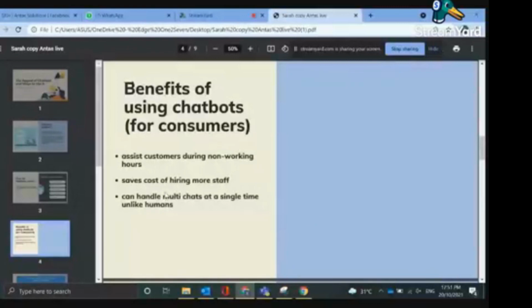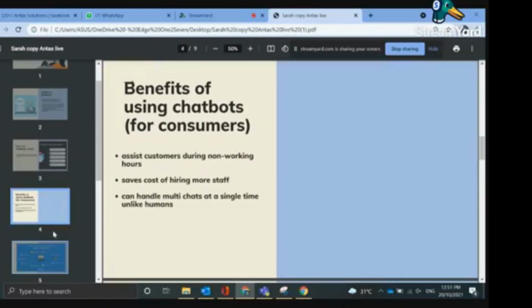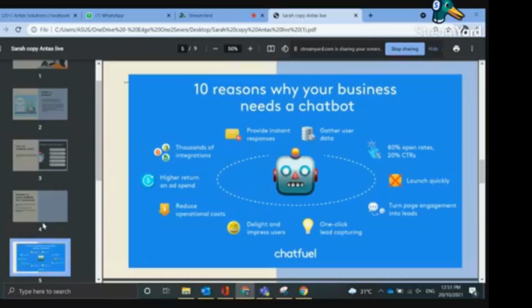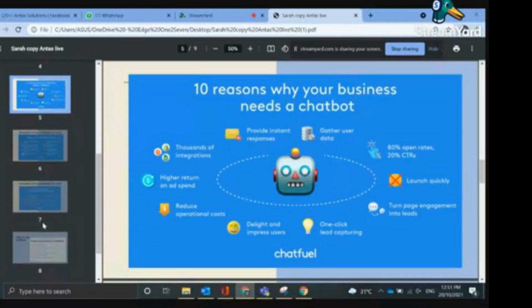Next is it can handle multiple chats at a single time, unlike humans. So as much as I know we can juggle a few conversations at one time, I know we all do that. We talk to 5 people at the same time, but then we still can only answer them one at a time, right? Whereas chatbots could handle more than that at one time. When you're in a small startup, then you're able to handle the number of chats that are coming in. But once you grow and scale and you're a multi-billion company, then definitely you would want to invest in something that will automate all your messages.